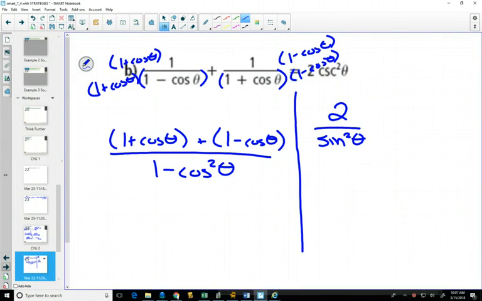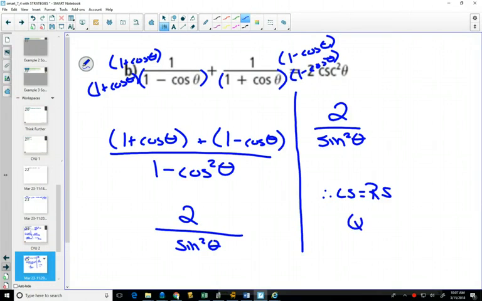At this point, on the top, combining your like terms, 1 plus 1 is 2, and the cos theta minus cos theta goes away. And on the bottom, you have 1 minus cos squared, which is equal to sine squared. So our left side is equal to our right side. We are excited and done.